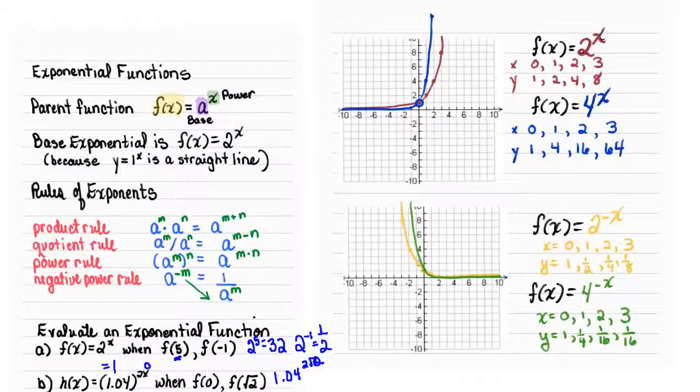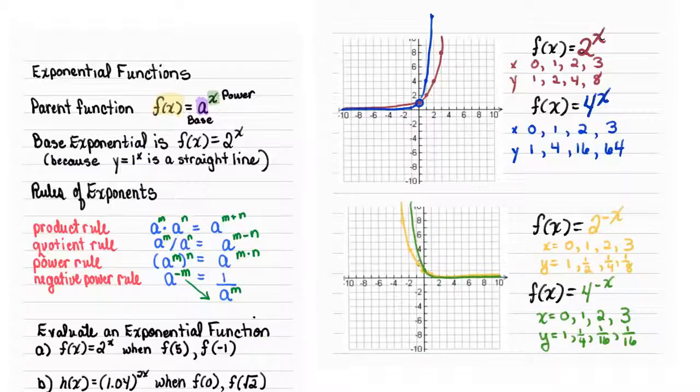Using our handy dandy little calculator, we would put in 1.04, power key, parentheses, make sure you've got a parentheses, 2 square root 2, parentheses, so that it would equal 1.117.